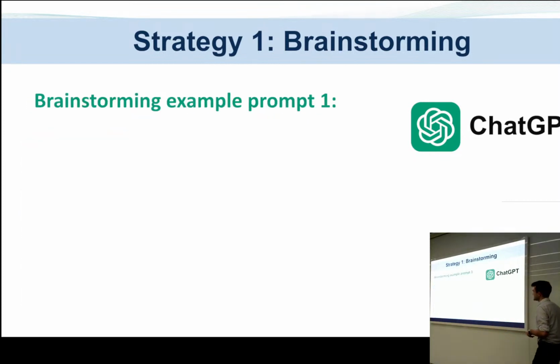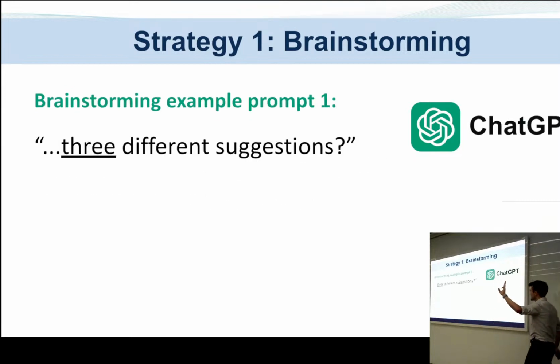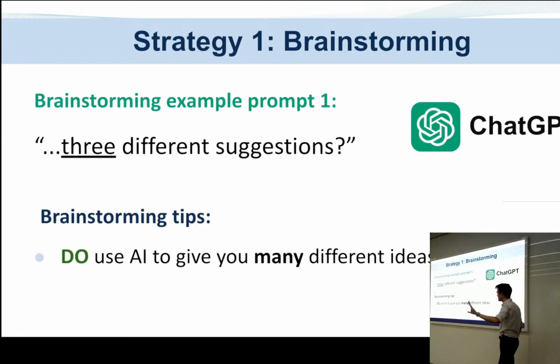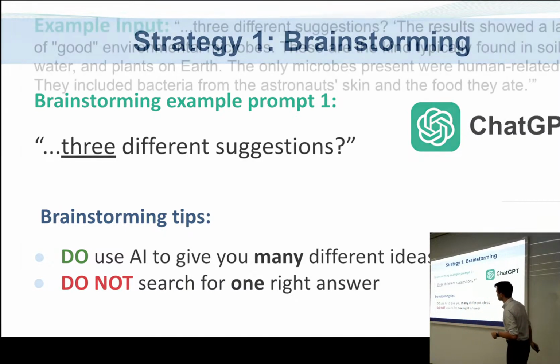Yes, constantly. So example prompt 1: Hi ChatGPT, I don't know how to conclude this paragraph. Can you give me 3 different suggestions? Here's my tip. Do use AI to help you with many items, give you many different ideas. Do not use AI to search for one solution. You can use your critical thinking and evaluate the 3 ideas. One answer is not going to be good enough.